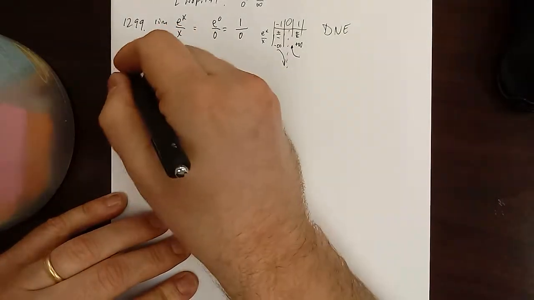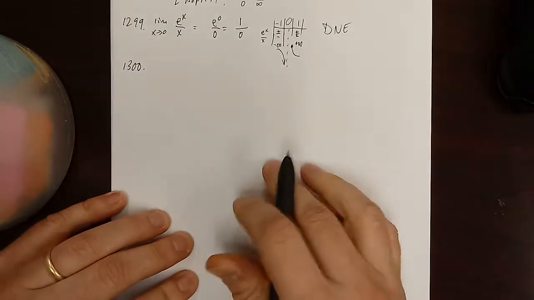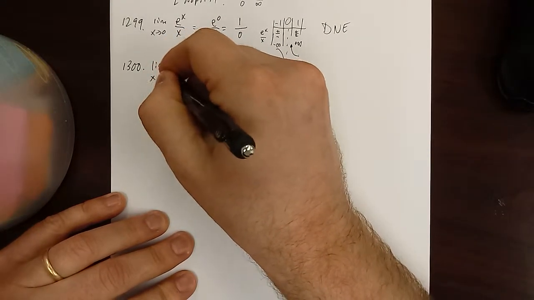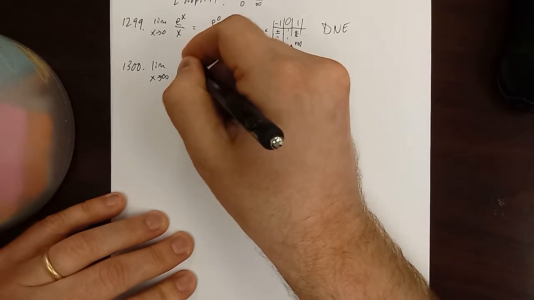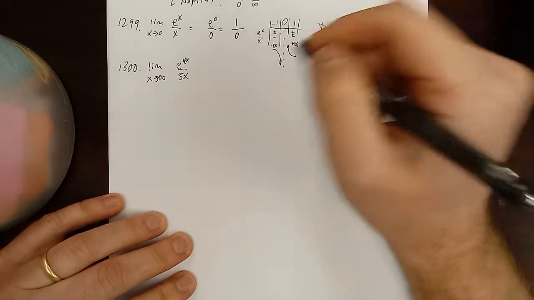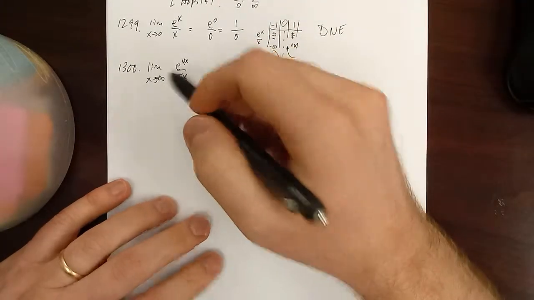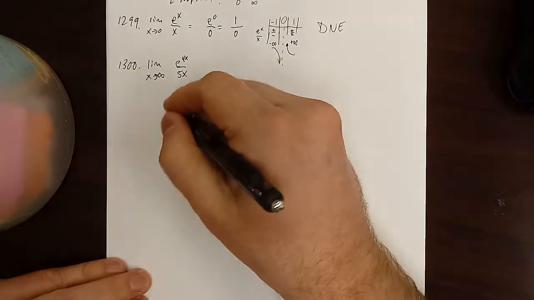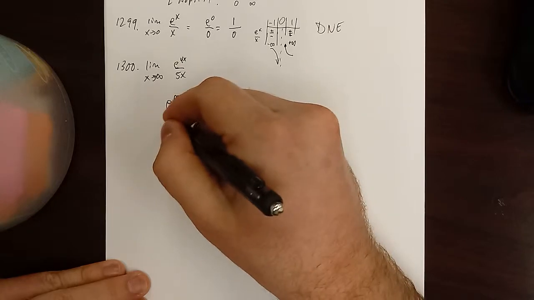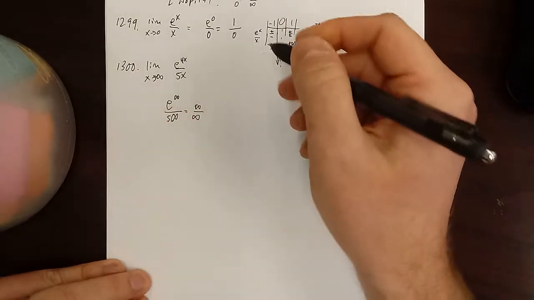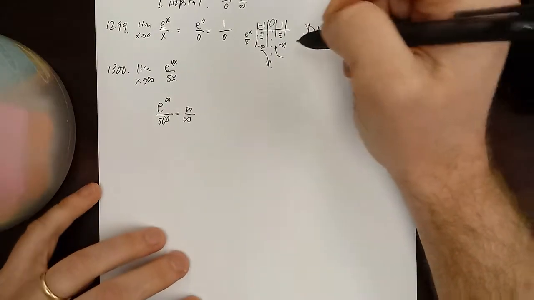Let's see, we'll move on to 1300. It says the limit as x approaches infinity of e to the 4x over 5x. So we can't directly substitute because infinity is not a number, but let's think about it. That's going to be e to the infinity over 5 times infinity, which is just infinity over infinity. L'Hopital, there he is. Okay.